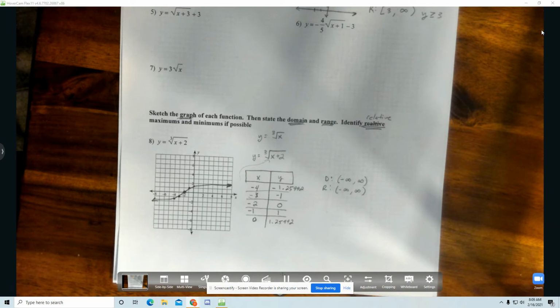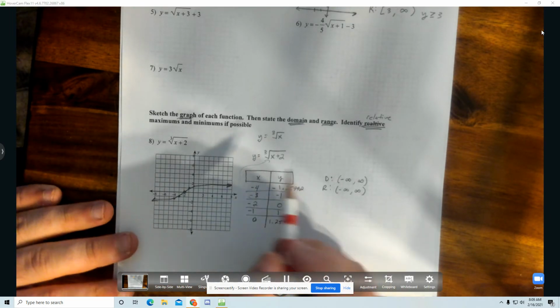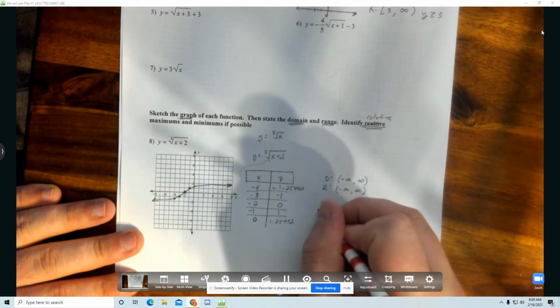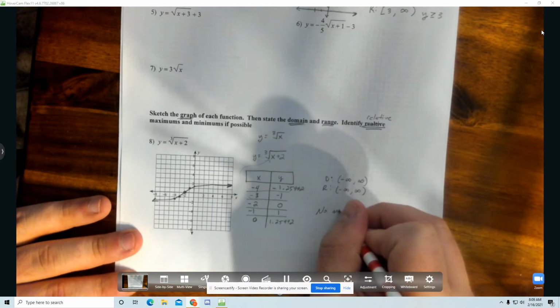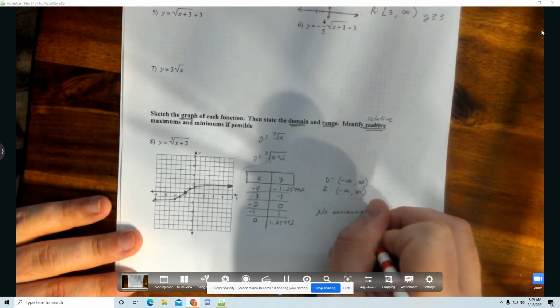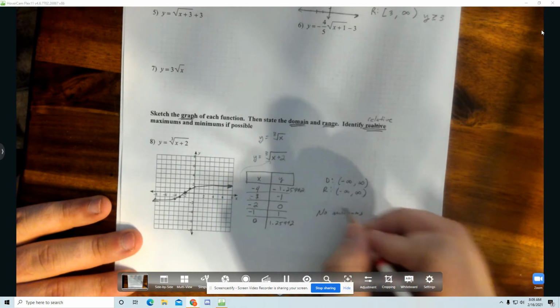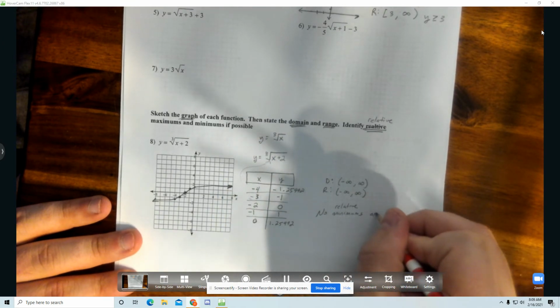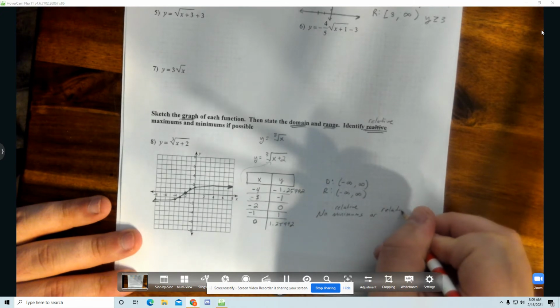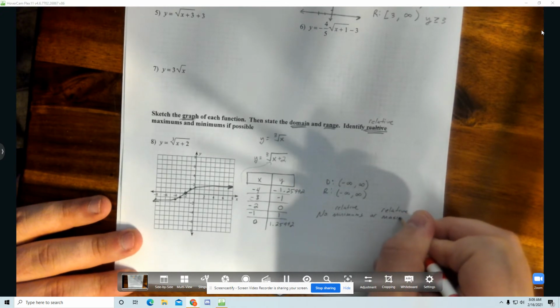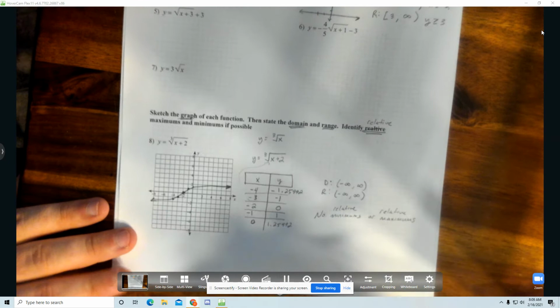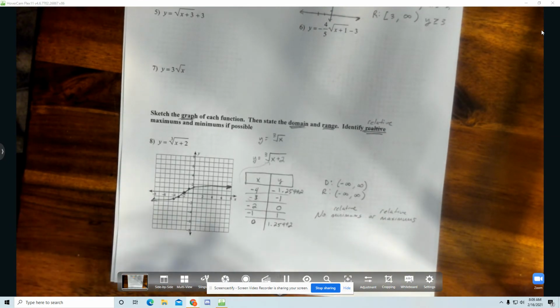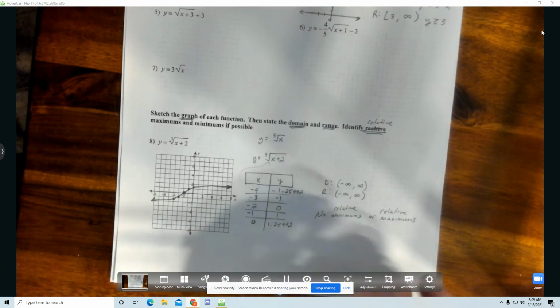All right. Now, what's the last thing? What about relative mins and max? There are no relative minimums or maximums. No relative minimums or relative maximums. No relative min, no relative max. We will talk about that when we get to x cubed, which will be our next problem.